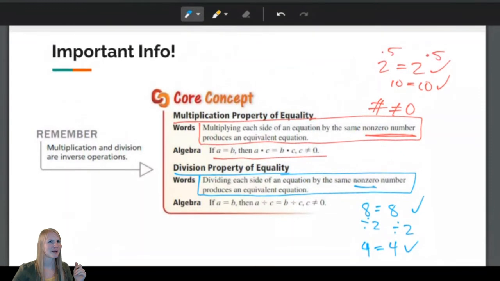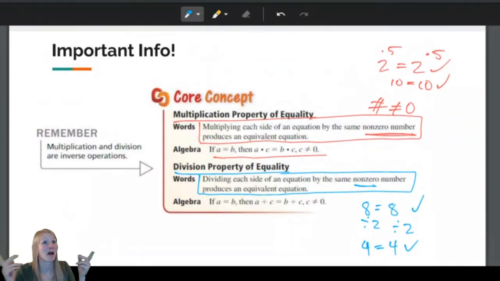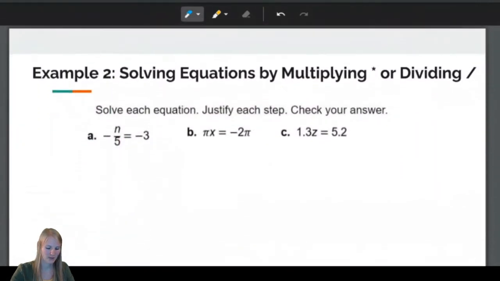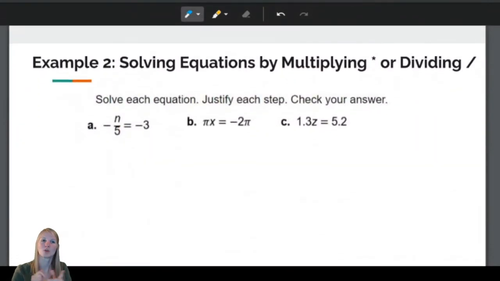Now, I know what you're thinking. Mrs. Dodge, this is great. I don't know what it means. I don't know how to use it. That's okay. Let's see an example right now. Solving equations by multiplying or dividing.